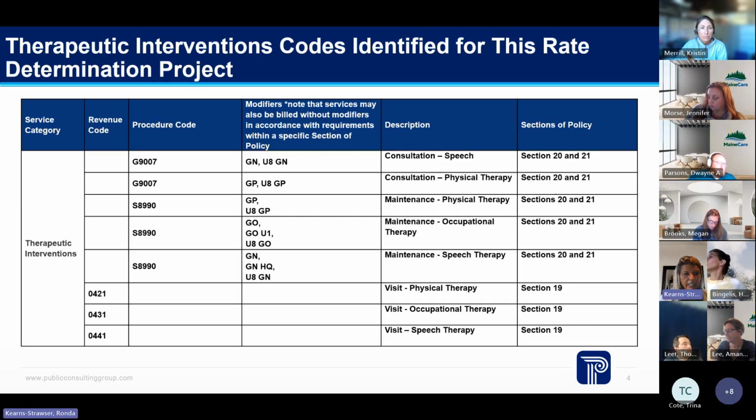And I'll flip to the next screen. So if there are any specific codes that anybody would like to identify, or challenges related to the therapeutic intervention codes that you are seeing out there in the field and what you are working with every day, please feel free to put it in the chat or raise your hand, so we can learn more about this from you.